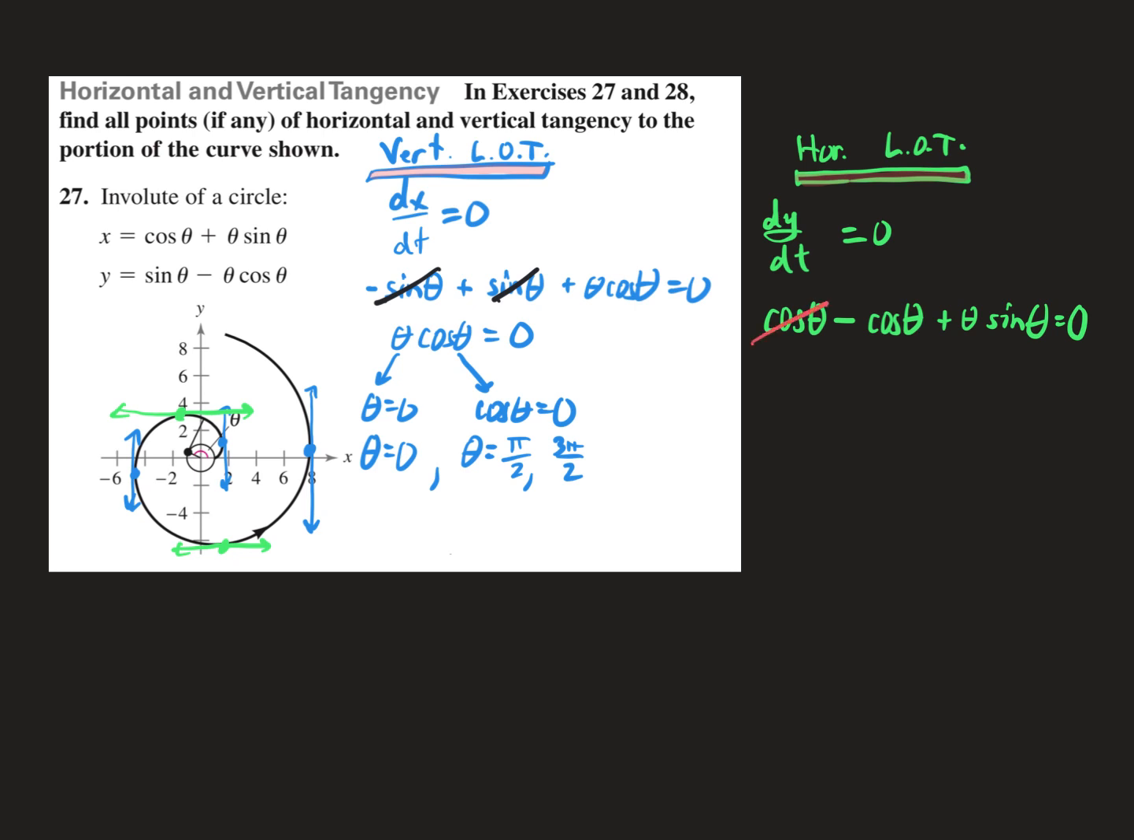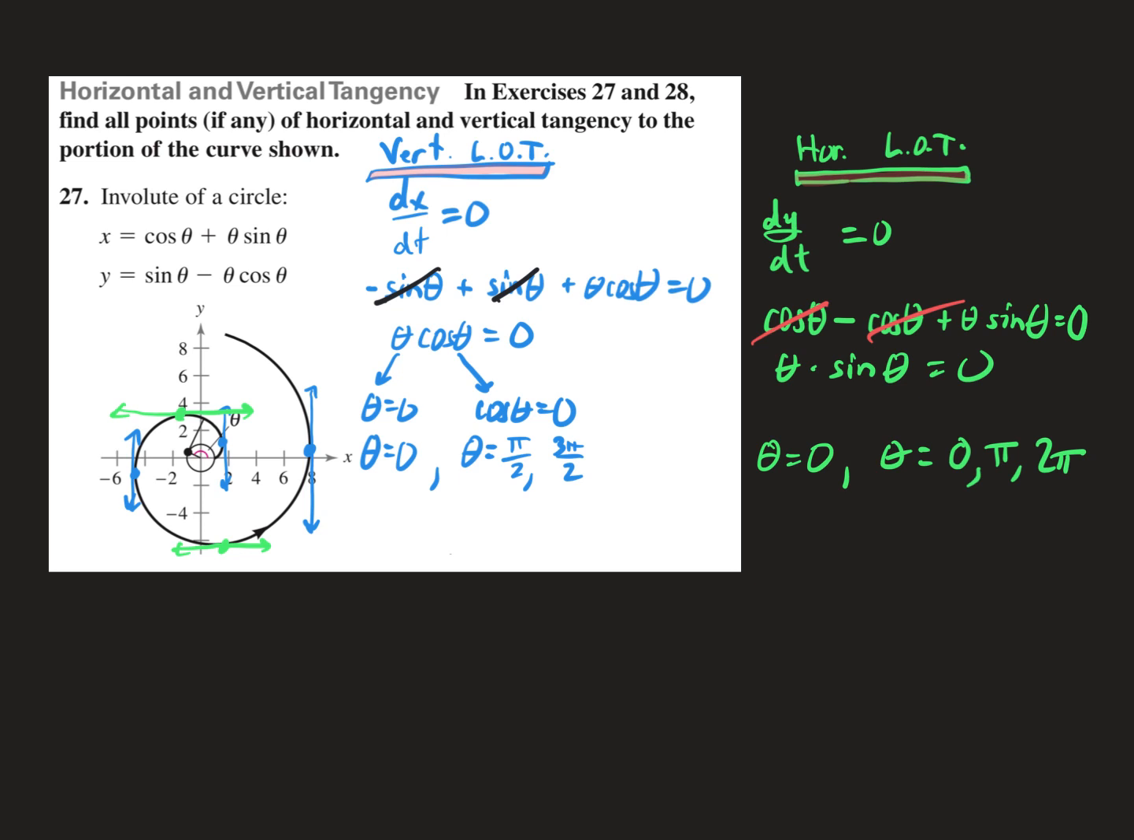Like before, these terms cancel out, and we get theta times sine of theta is 0, so one of these factors has to be 0. It might be that one, or it might be sine of theta. And when is sine of theta equal to 0? When theta is equal to 0, or pi, or 2 pi.